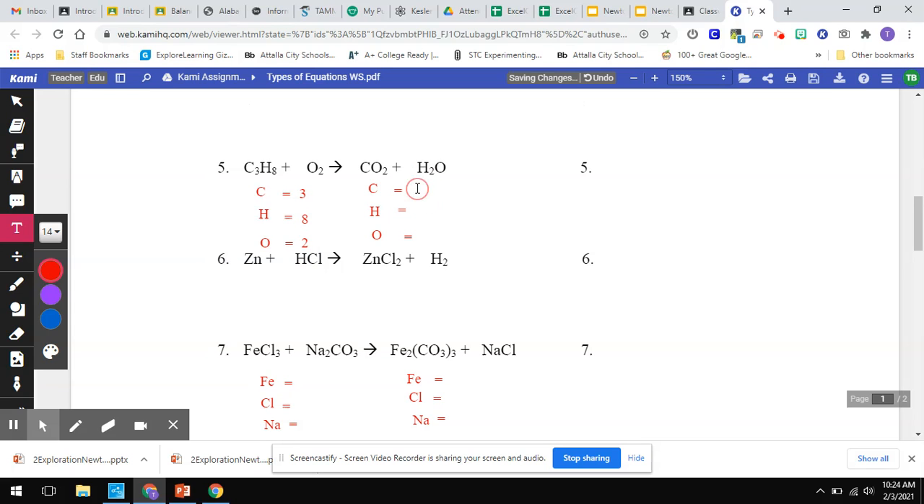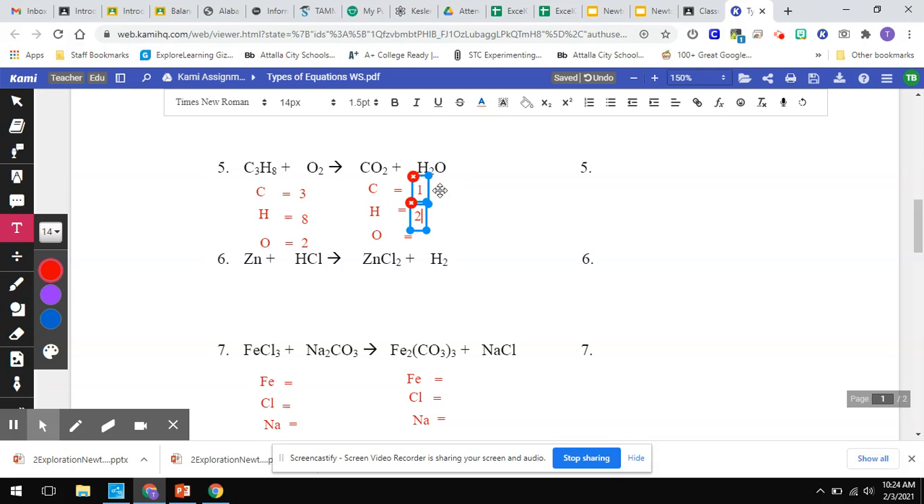Now, if I go over to the product side, which is separated by the arrow, my carbon, I don't have a subscript, so it's an understood 1. The hydrogen has a subscript of 2, so I'm going to place a 2. And for the oxygen, you have 2 oxygens here, separated by a plus sign, you have another oxygen. So it's going to be 2 plus 1, a total of 3 oxygens on that side of the equation.